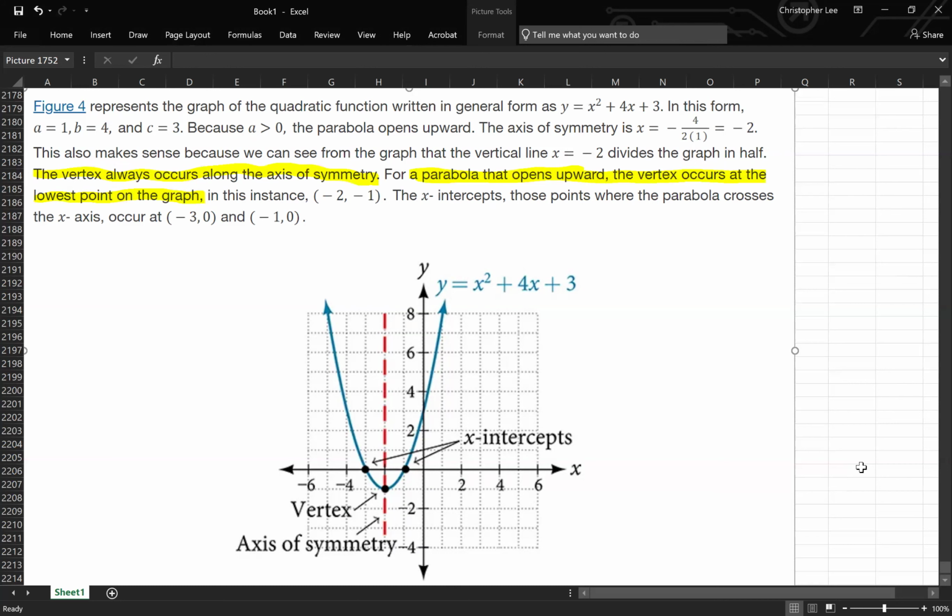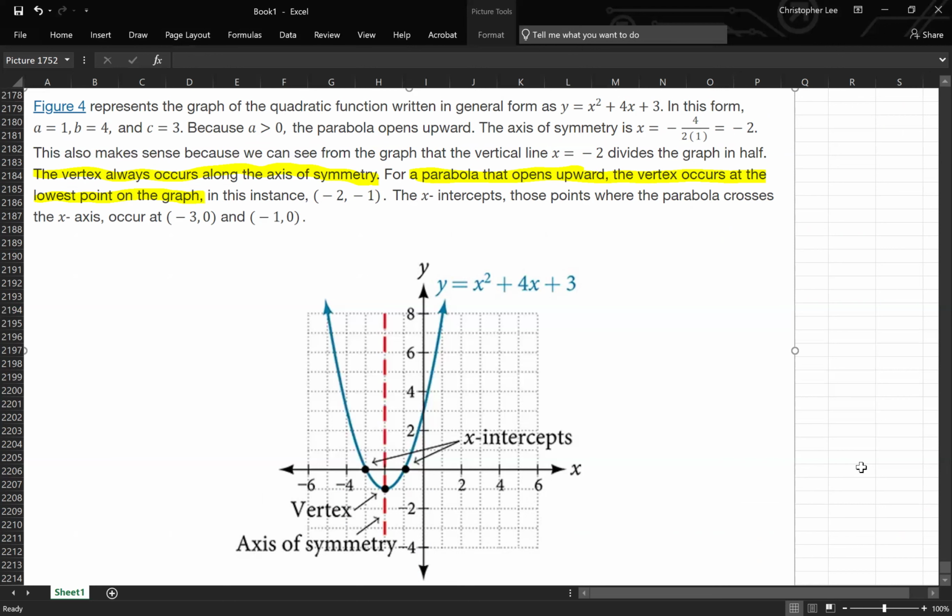The axis of symmetry is x equals, again, negative b over 2a. In our case, we have negative 4 over 2 times 1, which gives us negative 2. This also makes sense because we can see from the graph that the vertical line is x equals negative 2.